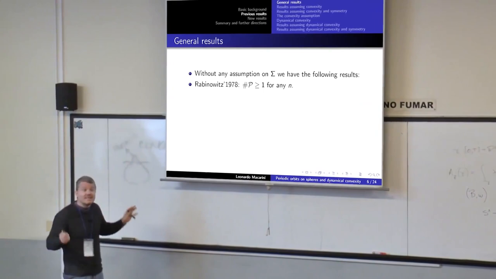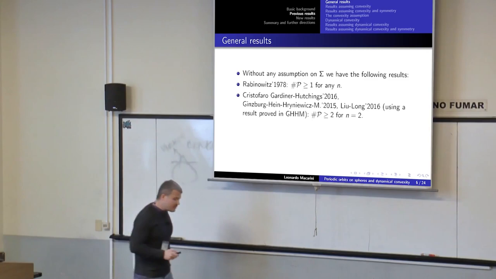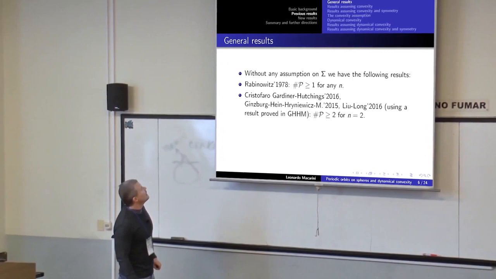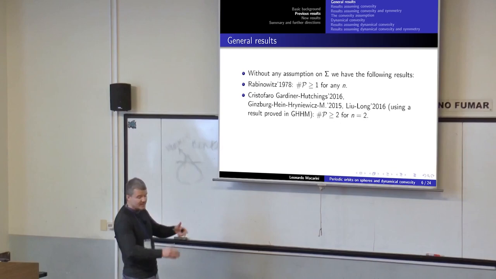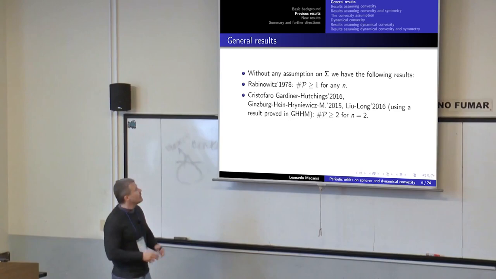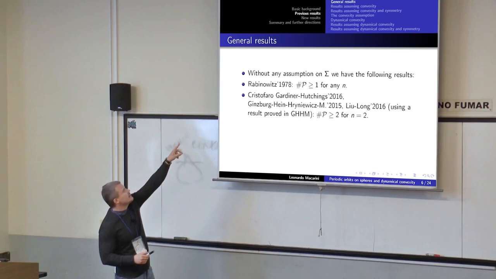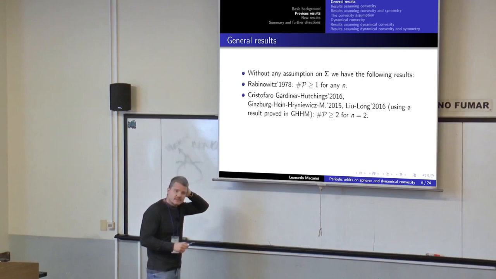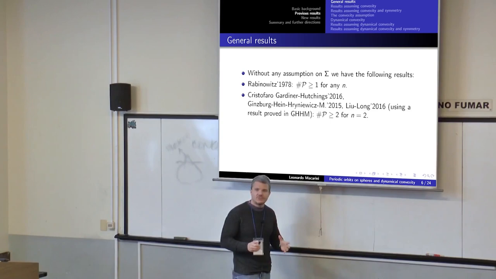Without assuming any condition on sigma. That's the point. More recently, Cristofano, Gardini and Hutchings, and in a joint work with Victor Ginzburg, Doris Hein, and Umberto Hryniewicz, we proved independently that for the sphere S3, you have at least two. And Liu Long also proved this result using a result from this paper with Ginzburg, Hein, and Hryniewicz. Okay? So for S3, without any condition, you have at least two closed orbits.